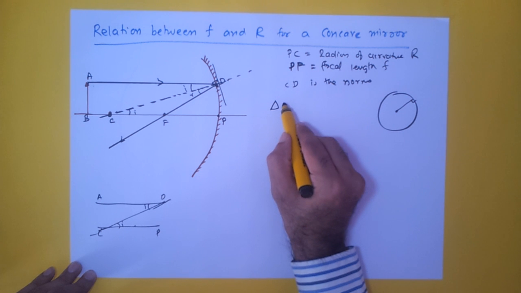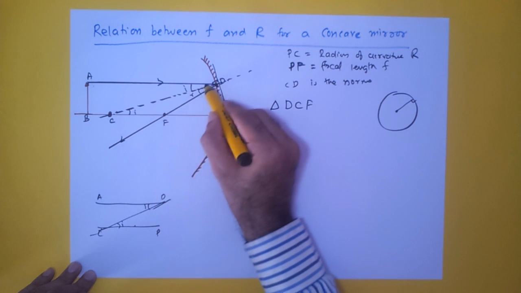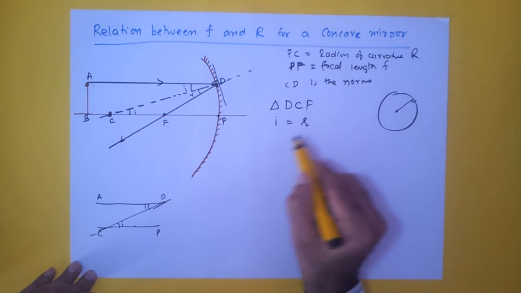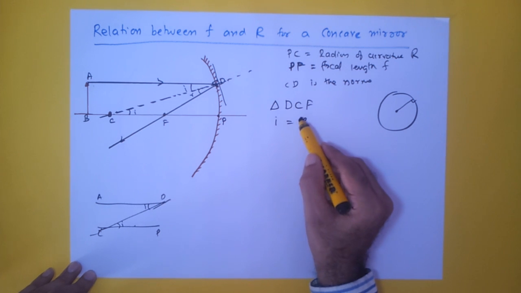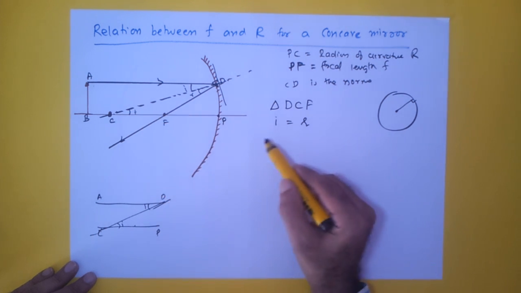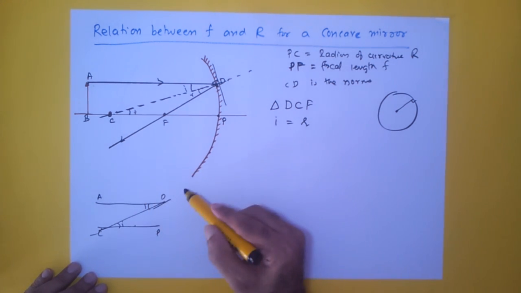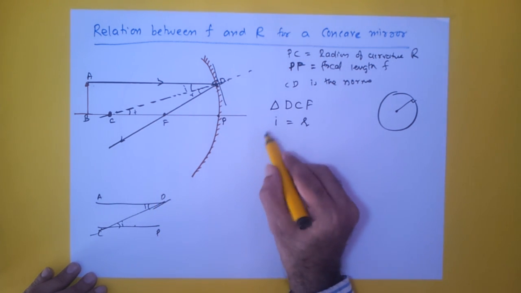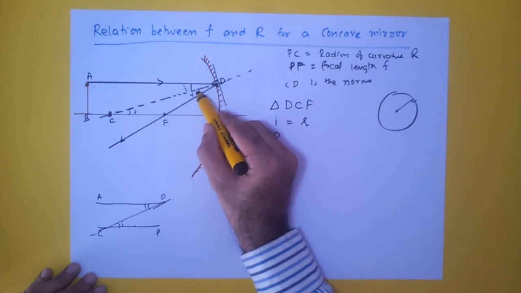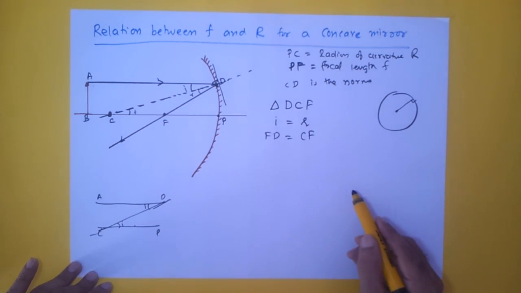Now, if I focus my attention on triangle DCF, in this triangle I am seeing I is equal to R. These are the two angles, I and R. So I have found out that this is I and this is equal to I. So these two angles are equal, because angle of incidence is always equal to angle of reflection in case of the reflection process. So I is equal to R. So these two angles are equal. Therefore, the sides opposite to these two angles also will be equal. The side opposite to I is FD, and the side opposite to R is CF. So these two sides will also be equal because the two angles are equal.